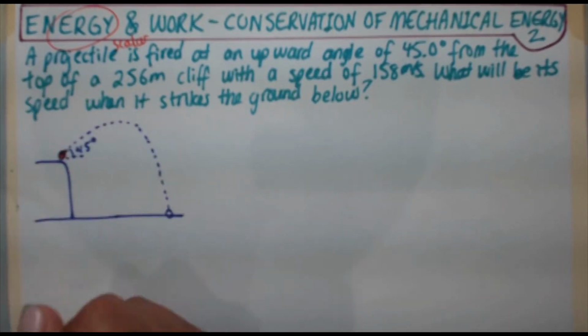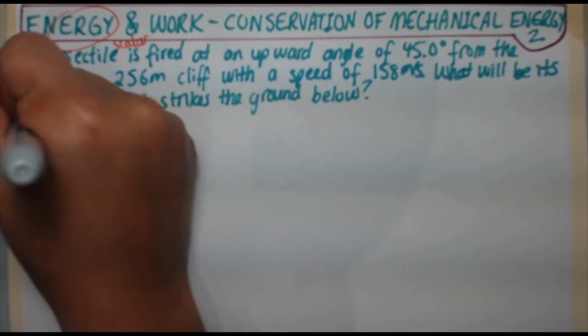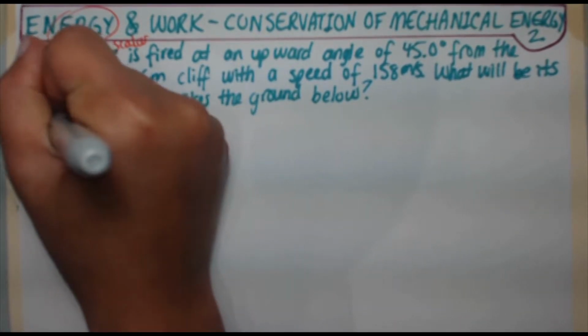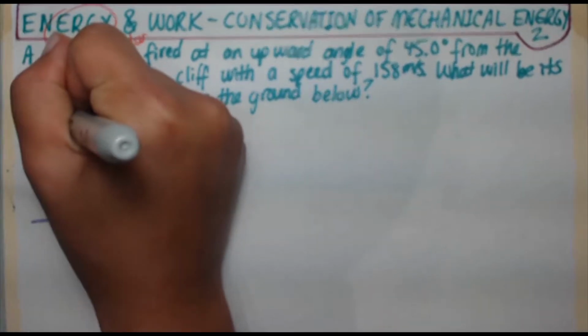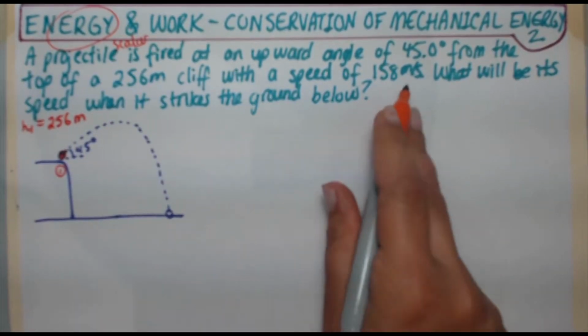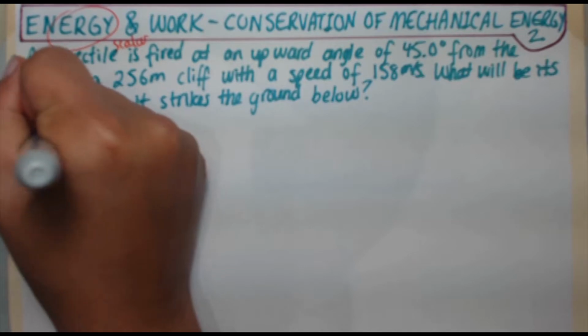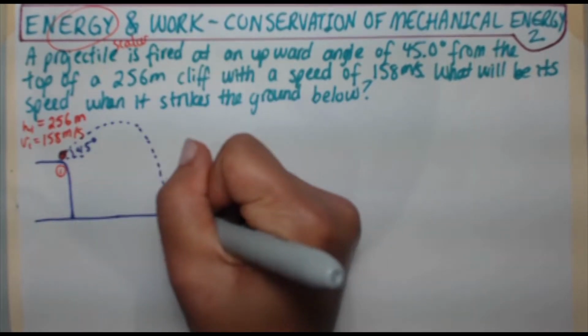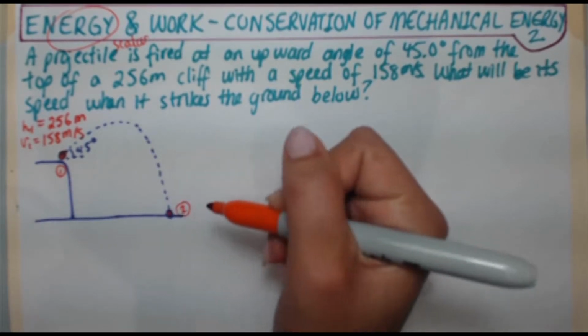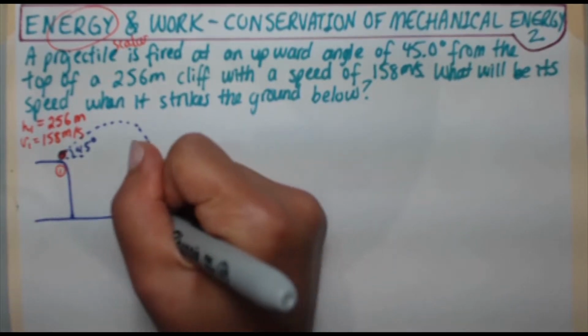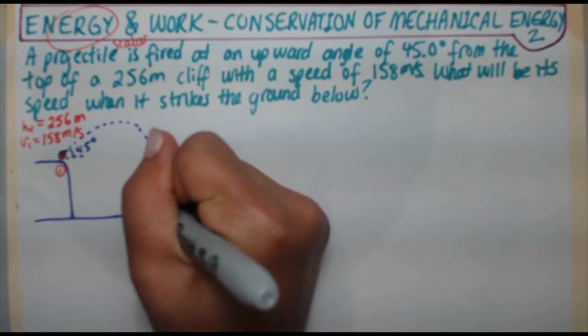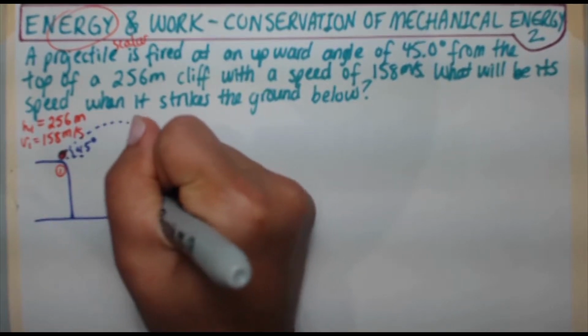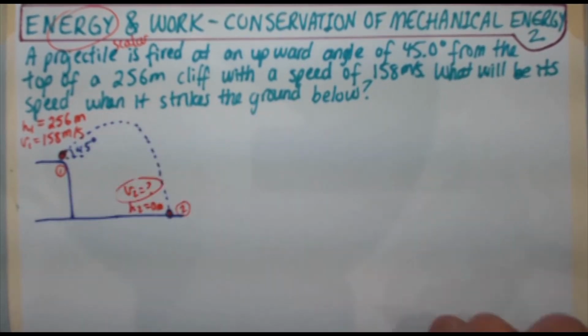So at this point right here, we can call this point 1. We know the height of the object. We'll call that h1. It's the height of the cliff, 256 meters. We also know the speed. It's 158, so v1 is 158 meters per second. And what we're looking for is the part down here, so we'll call that instance 2. Now we know that here the height is 0, h2 equals 0 meters, and we are tasked with finding v2. So you see, the problem became as simple as that.